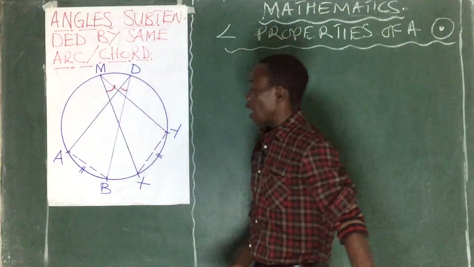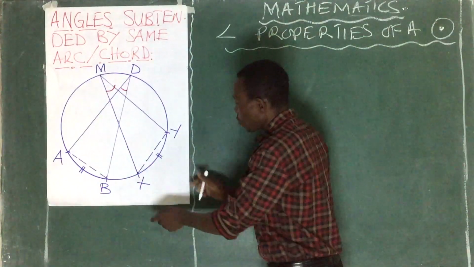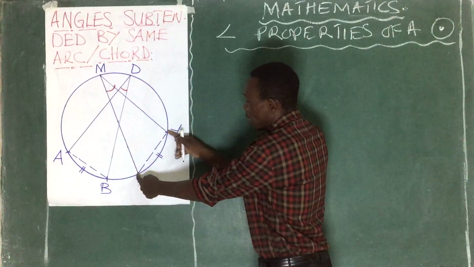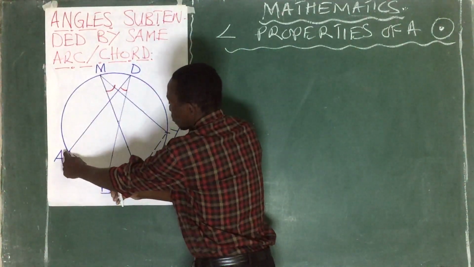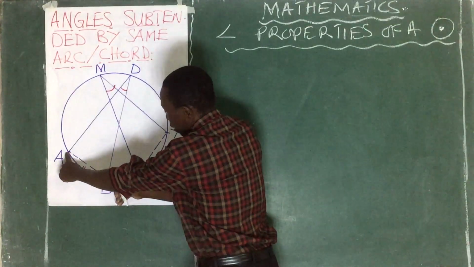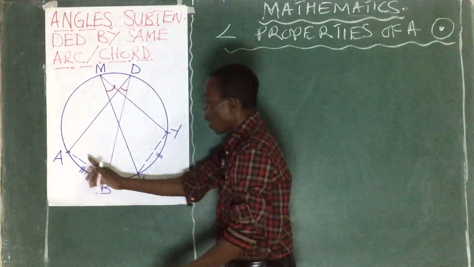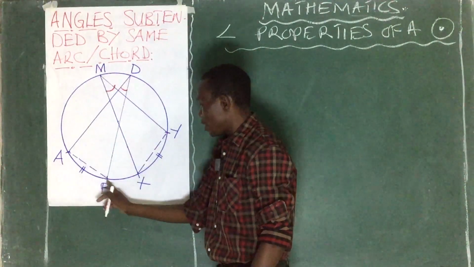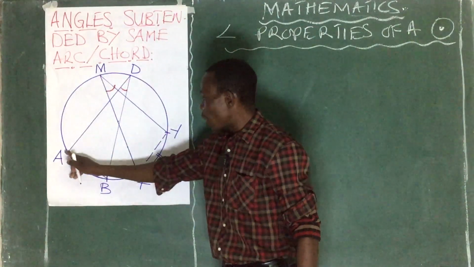Right. So if you talk of the related chords of those arcs, the way I was talking of the arc XY, it is as good as mentioning chord XY. And the way I was talking of arc AB is as good as talking of chord AB. So here what happens is this. If arc XY is equal to arc AB, then that would also mean chord XY is equal to chord what?